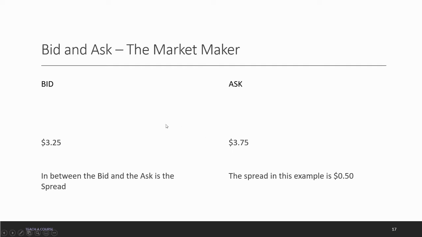If you decide that you want to place a limit order, and we'll be talking about limit orders shortly, if you want to purchase this stock or this option and you want to place a limit order, what you do is you place the order within the spread.